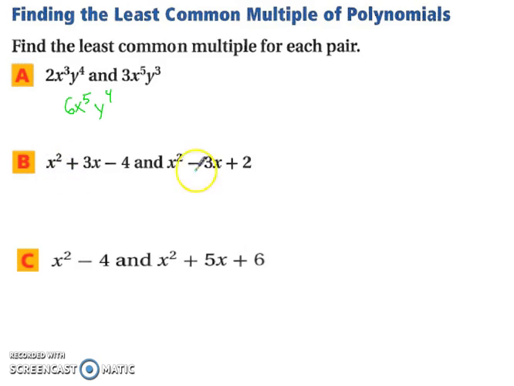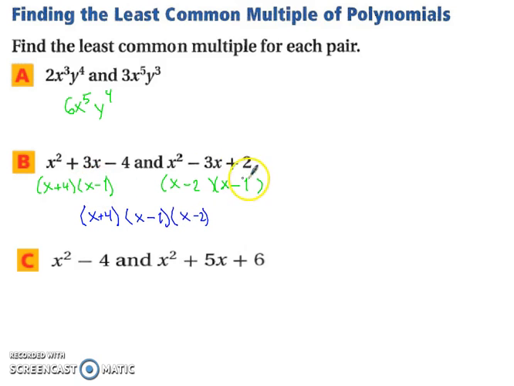Alright, so in B, we have 2 trinomials. So we want to make sure we factor each part completely. So we want 2 numbers that multiply to give you -4, but when you add them, you get +3. And then in this one, you want 2 numbers that multiply to give you 2, but when you add them, give you -3. So that's going to be -2 and -1. So therefore, your least common multiple is going to be x plus 4, x minus 1, and x minus 2. The x minus 1 is in common in both of them, so you don't need to write it twice, you just simply write it one time.